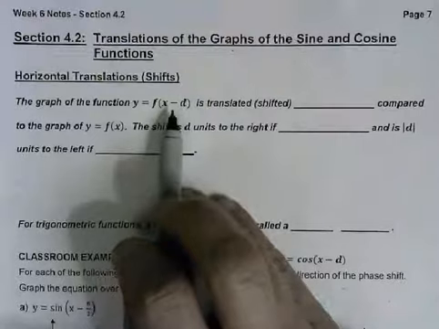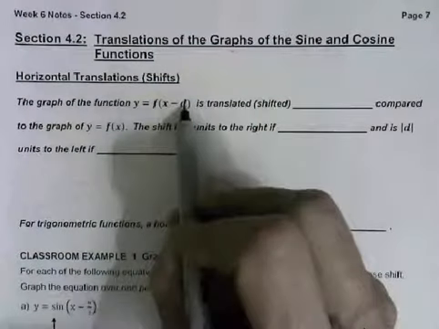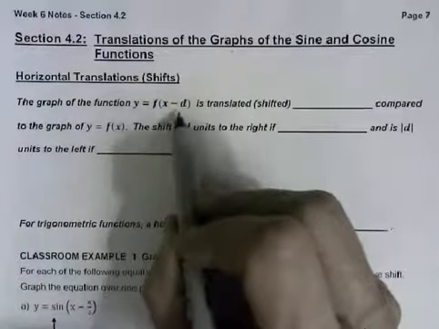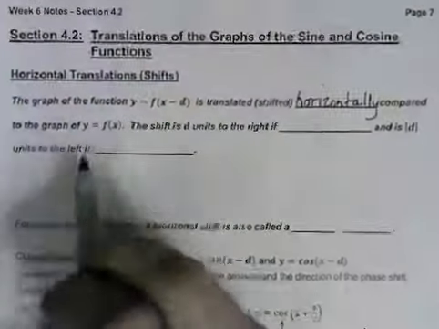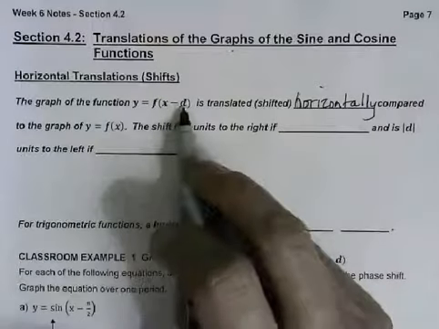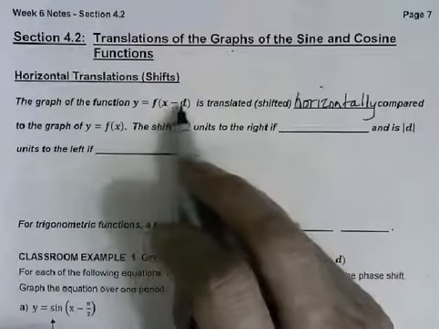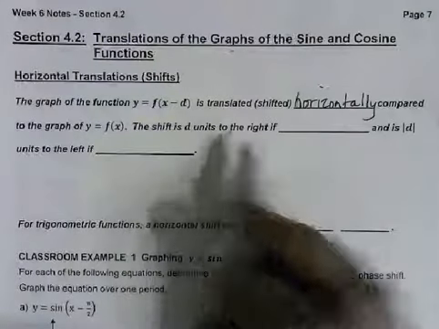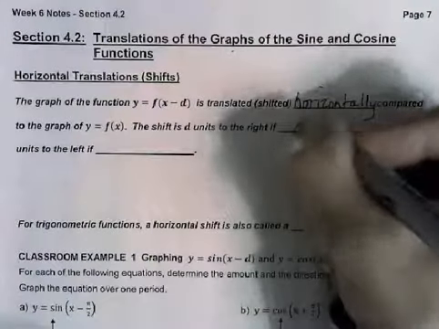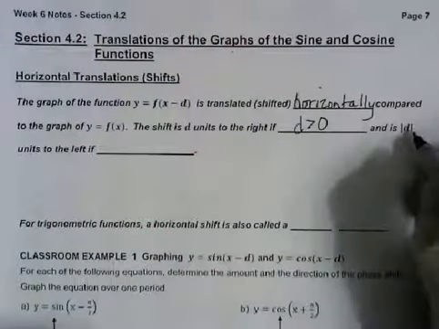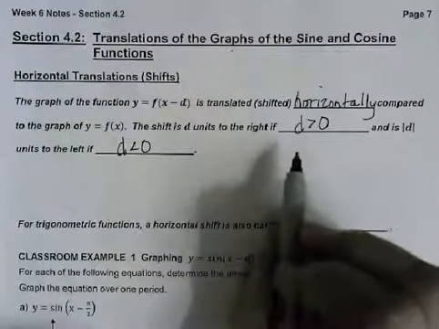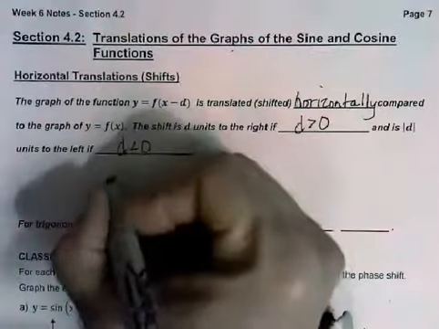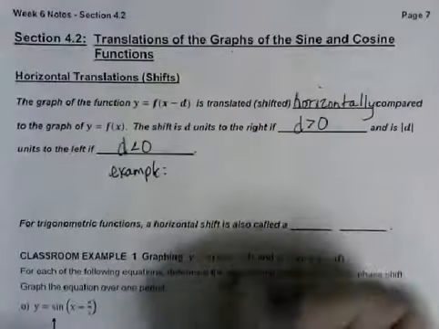If we have just a regular function and we add or subtract a number inside of the function with the x, then what that does is it shifts it horizontally compared to the graph of the original function. If we look at our number in here and we do x minus d, then the shift is d units to the right if d is greater than 0, and it's the absolute value of d units to the left if d is less than 0. That is a really confusing way of putting it because that's counting the minus being in here. So here's an example that might make it a little bit easier.